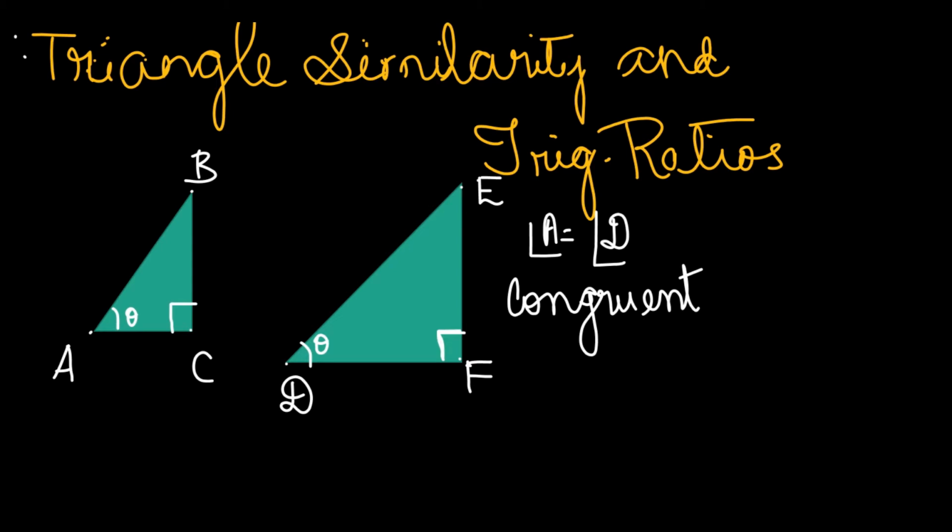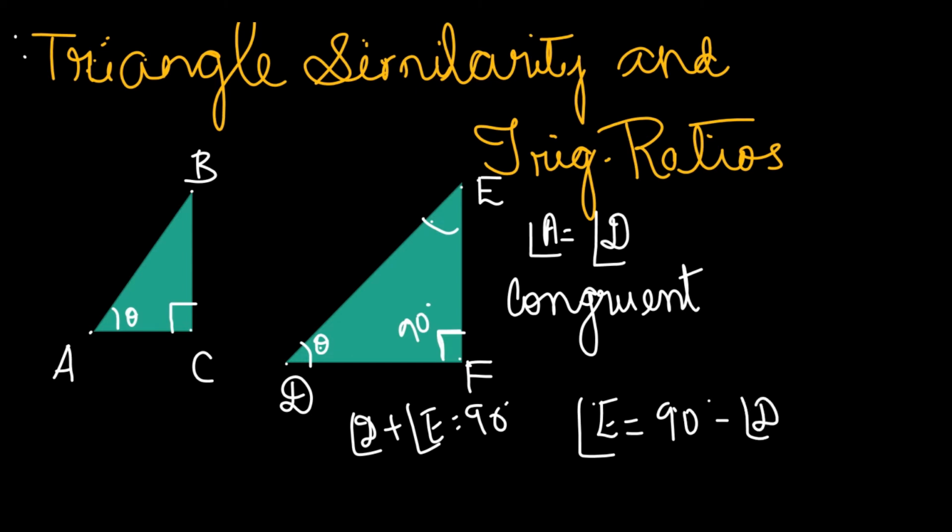If we know for any triangle, the sum of all the angles is 180 degrees, isn't it? So, in these two triangles, one angle is 90 degrees, and this is 90 degrees. So, what will this be? Angle D plus angle E is equal to 90 degrees, because the sum of all three angles is 180. One is already 90. So we know angle D, so angle E will be 90 minus angle D. So now angle E will be 90 minus theta. So this angle is 90 minus theta.